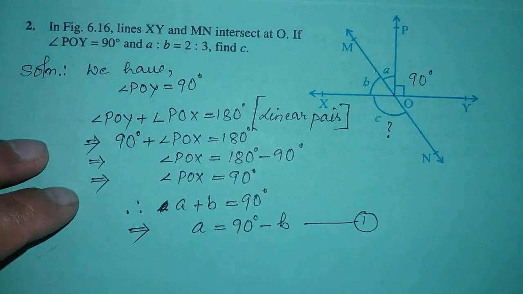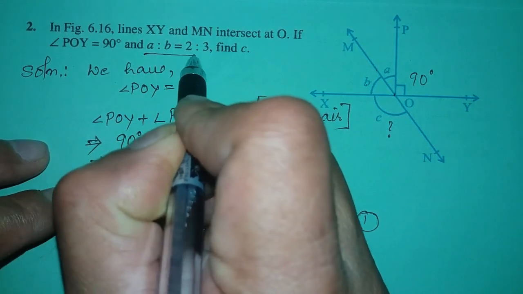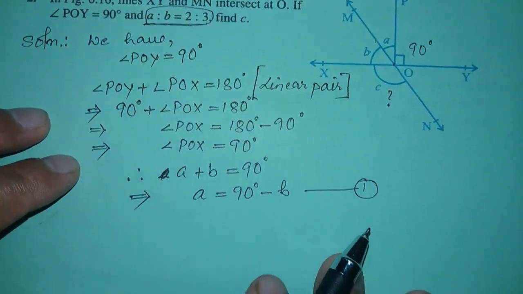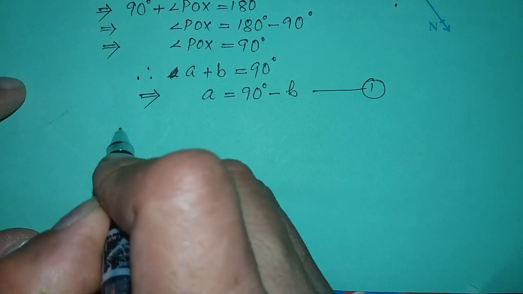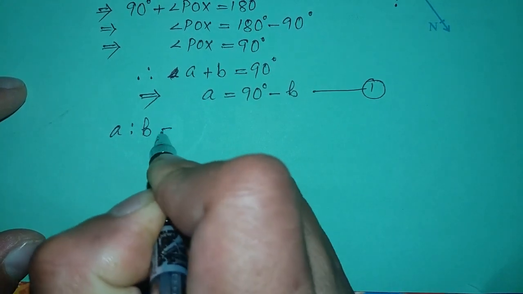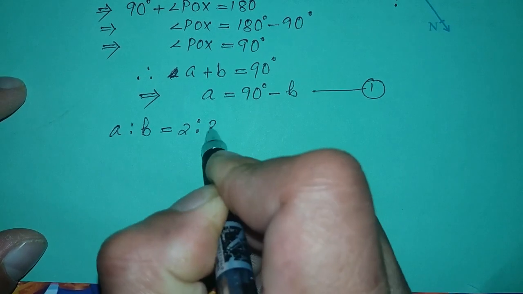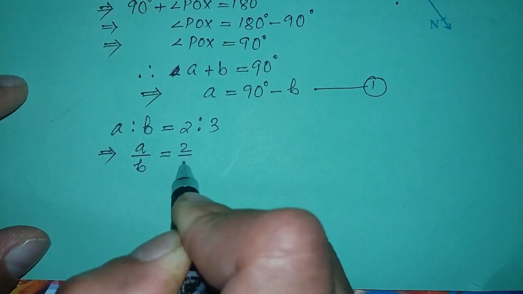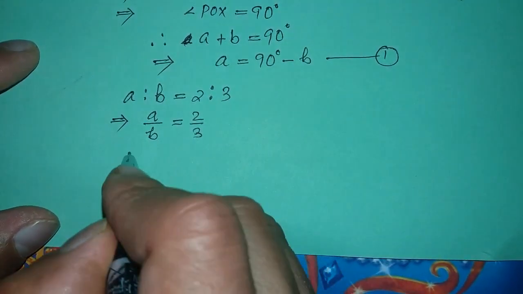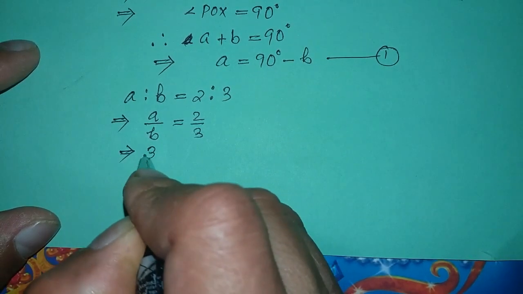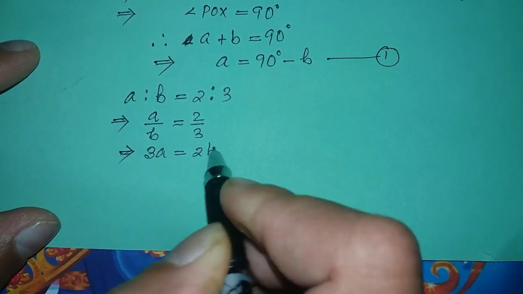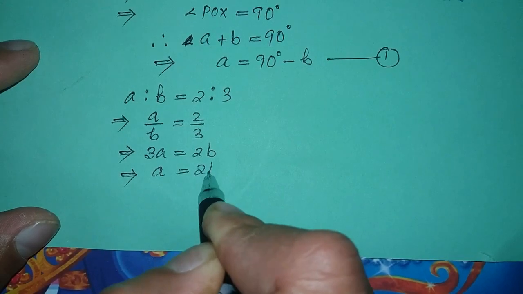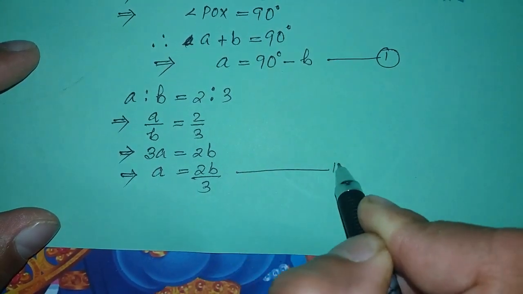Now the second thing that is given in the question is this ratio, A is to B is equal to 2 is to 3. So we're going to use that one. Now A is to B is equal to 2 is to 3. This one we can write A by B is equal to 2 by 3. Now if we cross multiply here, we get 3A is equal to 2B, and then dividing both sides by 3, we get A equal to 2B by 3. Now let's call this 2.